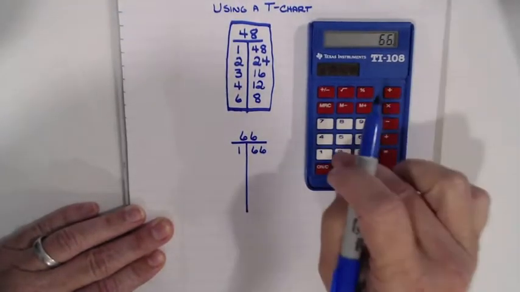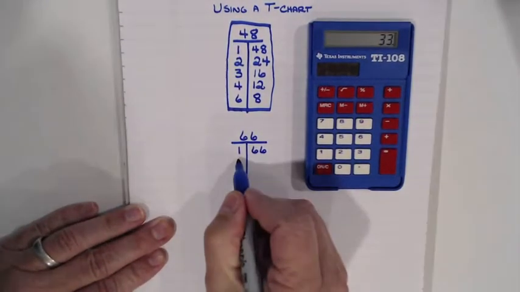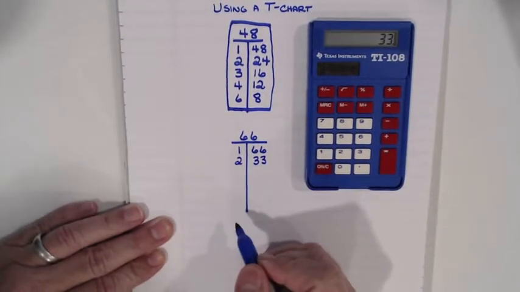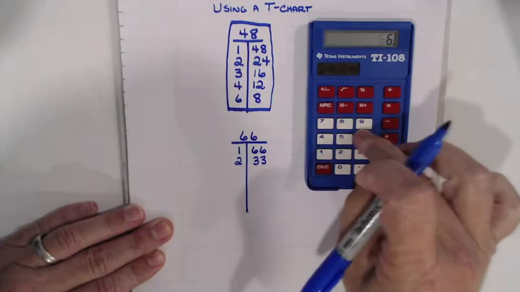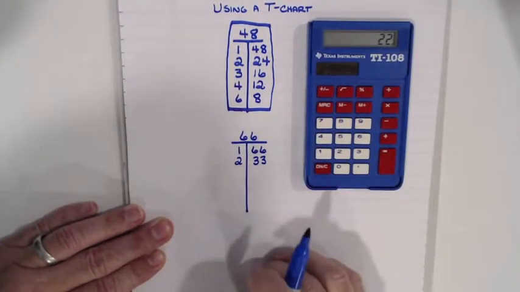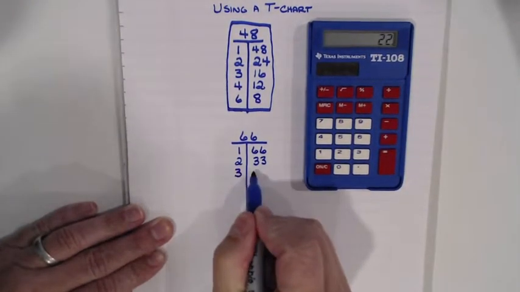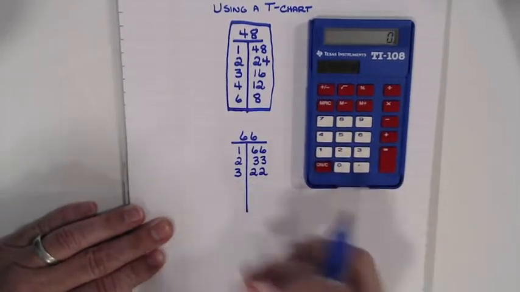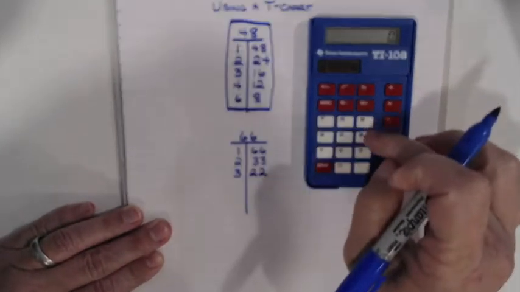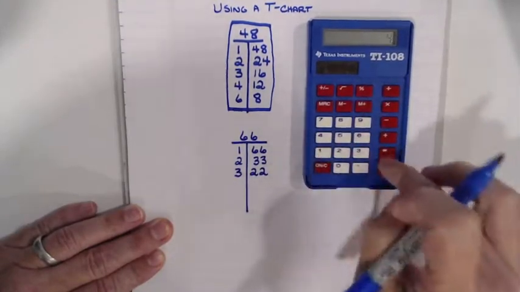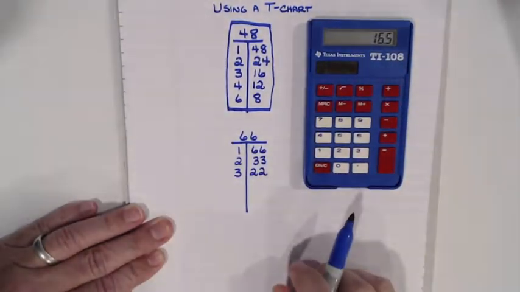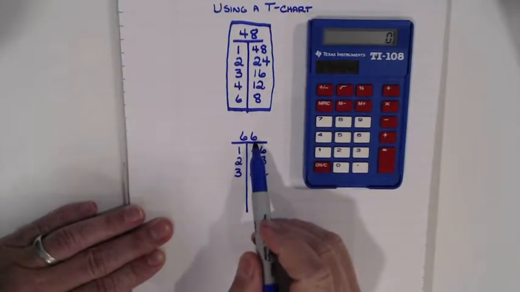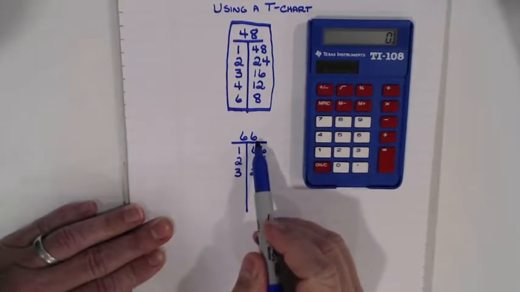66 divided by 2 is 33. 2 times 33 is 66. 66 divided by 3 is 22. So 3 times 22 is 66. After 3, I'm going to check 4. 66 divided by 4. 4 won't go into 66. I know 5 won't go into 66 because my number doesn't end in 0 or 5.